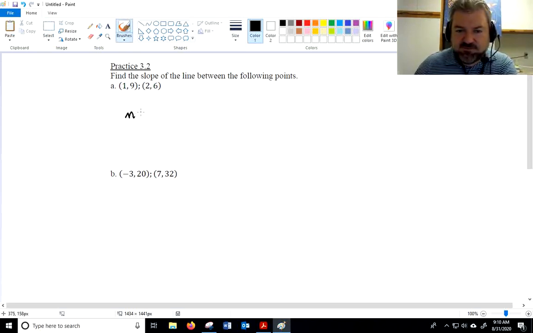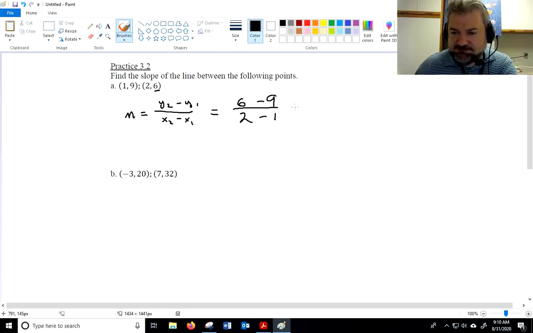We know that slope is equal to y2 minus y1 over x2 minus x1. So my y2 in this case, my second y, is 6. My first y is 9. My second x is 2. And my first x is 1. 6 minus 9 is a negative 3. 2 minus 1 is 1. And I get negative 3 as an answer.